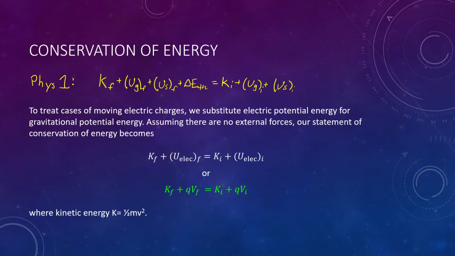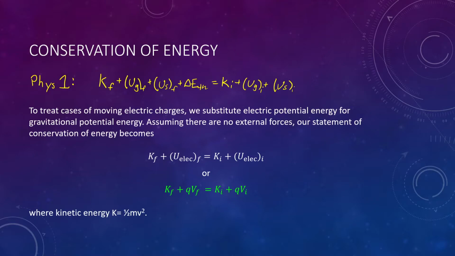Thermal energy was present whenever there was friction generated between two objects that are rubbing together. Again, here we're talking about charges, not objects rubbing together. So none of those energies are really necessary for us to discuss here in Physics 2. The only energies we really have to worry about, at least in our basic sense, is the kinetic energy, the energy of motion, because charges do move, and the electric potential energy, U_elec.